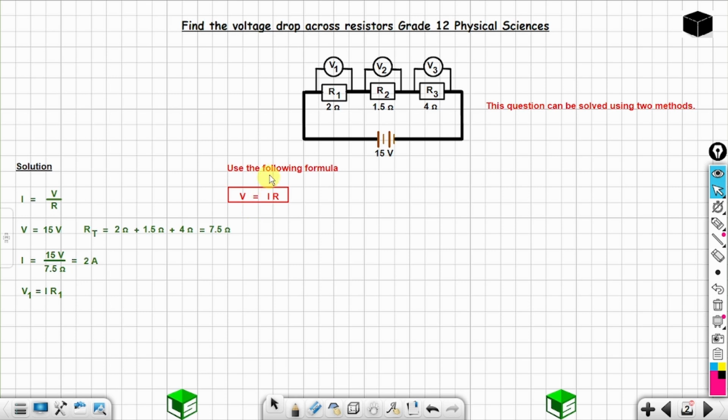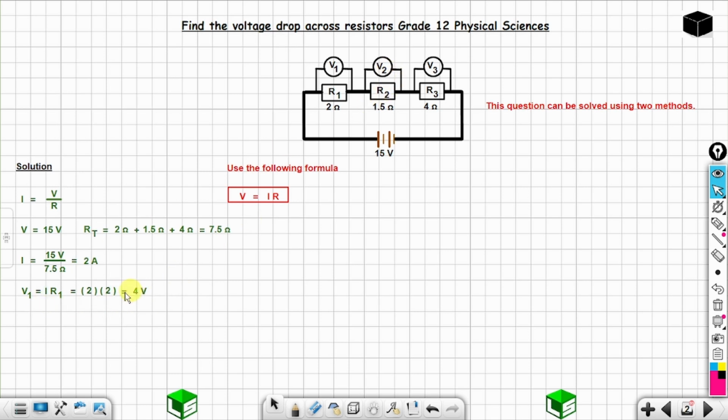You are using this formula. When you are calculating V1, you are going to use R1. When you are calculating V2, you are going to use R2. When you are calculating V3, you are going to use R3. So V1 is equal to the current times R1. This is equal to 4 volts.